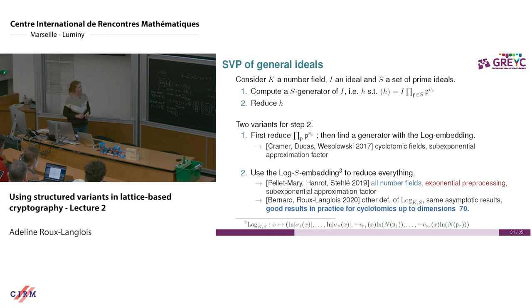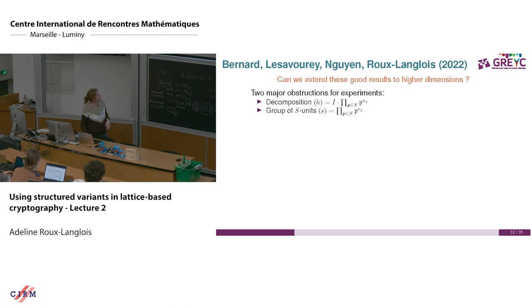So we started by having those practical results of solving ideal SVP for cyclotomics, in dimension 70. So 70 may look small, but it's a step, and we were very happy about that. But it was still way too small compared to those big dimensions I mentioned. So the question was, can we extend this to higher dimension?